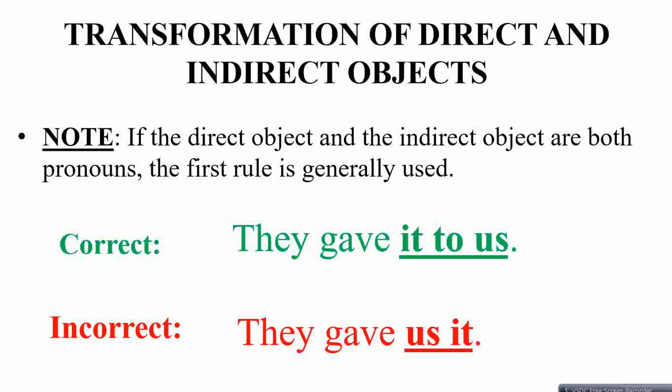Let's see an example. They gave, the verb gave, again this is from the list we just looked at. They gave it to us. This is your direct object, this is your preposition and this is your indirect object. So the incorrect thing will be: they gave us it.